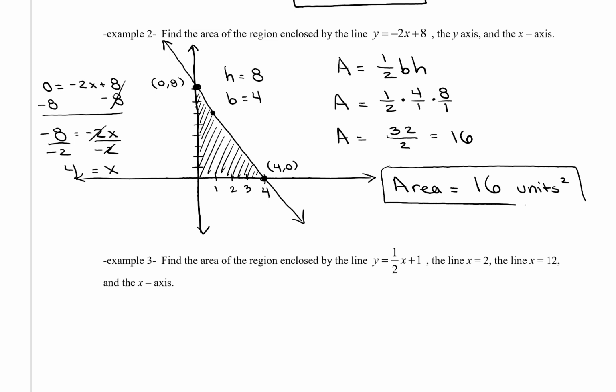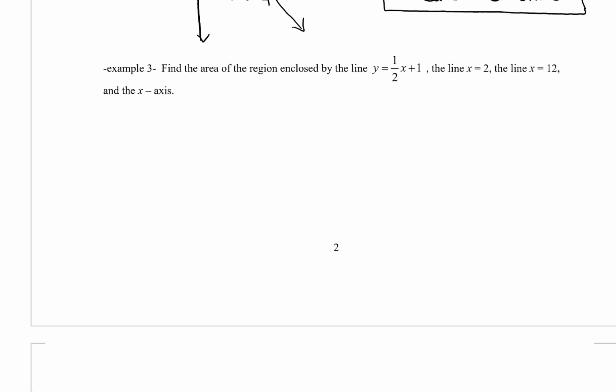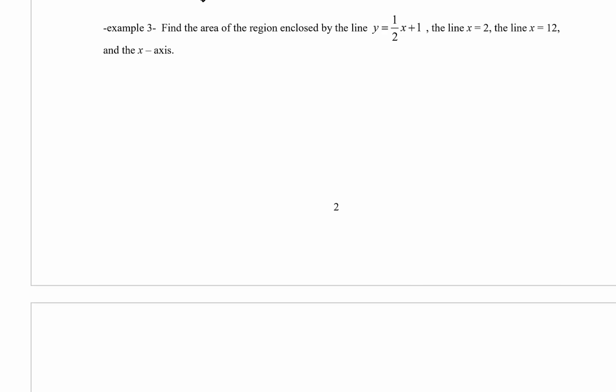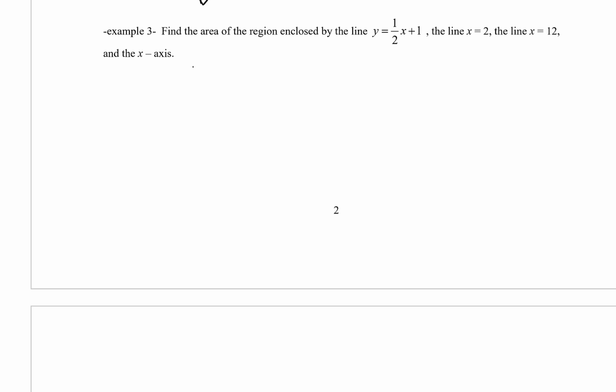Example 3. Find the area of the region enclosed by the line y equals 1/2 x plus 1, the line x equals 2, the line x equals 12, and the x-axis. We're going to begin by drawing a picture to represent this. I'm going to draw a coordinate plane. So I'm going to draw the vertical y-axis, the horizontal x-axis.